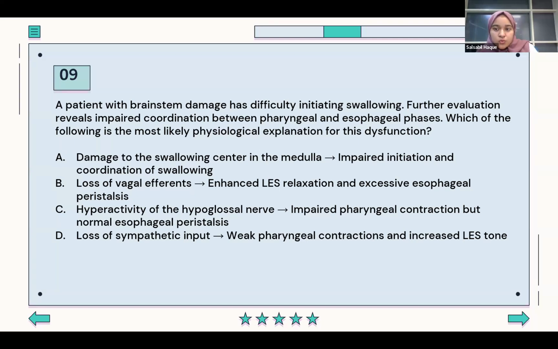Okay, so I'll answer this question if it's difficult. The answer here is A. It is damage to the swallowing center in the medulla. We know that the swallowing reflex is initiated from the swallowing center of the medulla. It has three phases. You have the oral phase, the pharyngeal phase, and then the esophageal phase. I'll go more into it when I recap the lecture.